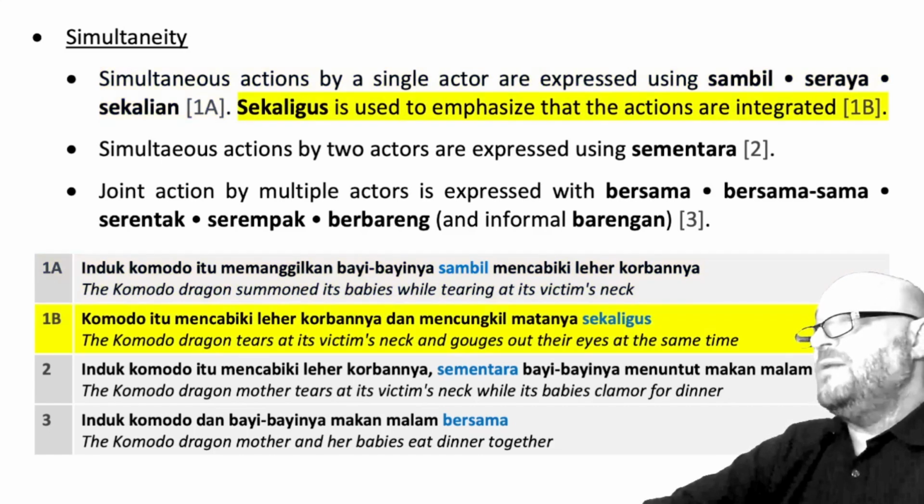Sekaligus is used to emphasize that the actions are integrated. Example 1b, Komodo itu mencabiki leher korbannya dan mencungkil matanya sekaligus. The Komodo dragon tears at its victim's neck and gouges out their eyes at the same time.